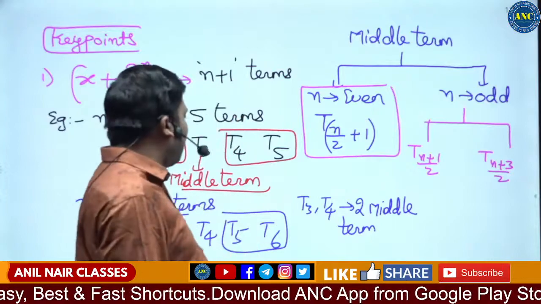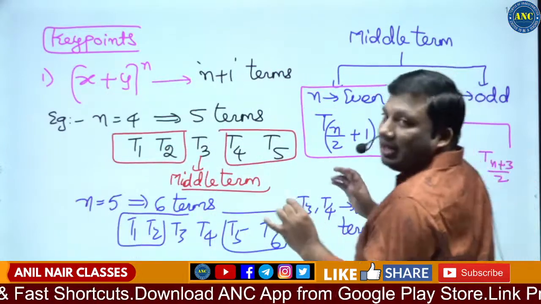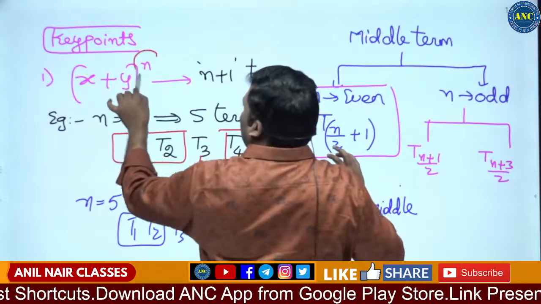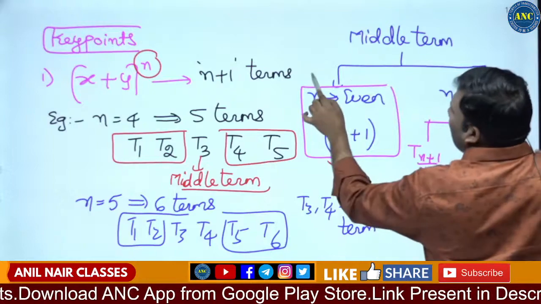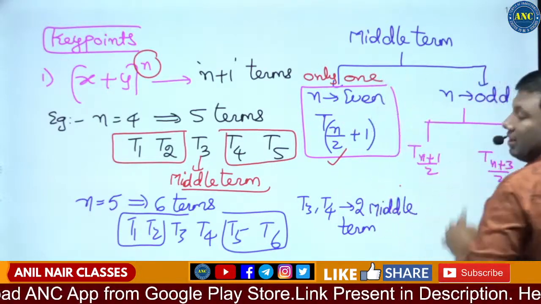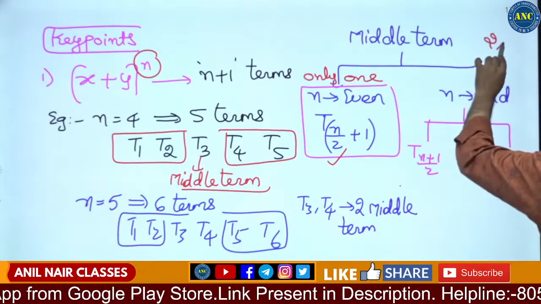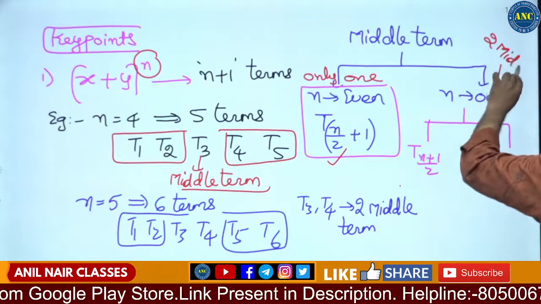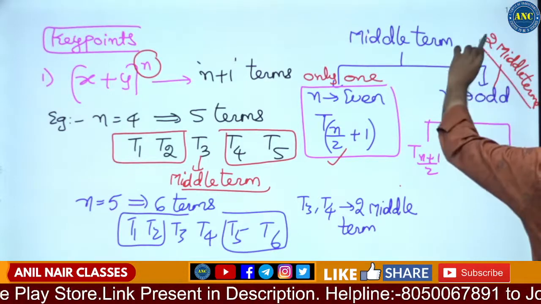Very, very important, extremely important key point. If n is an even number, how many middle terms will I get? Only 1 middle term. If n is an odd number, how many middle terms will we get? 2 middle terms.